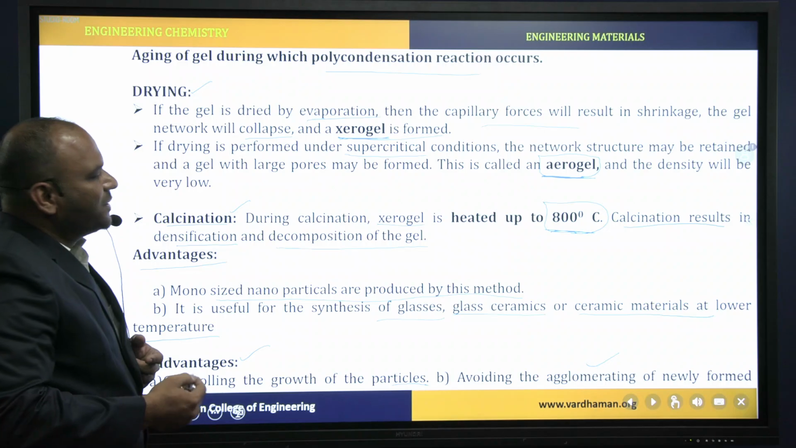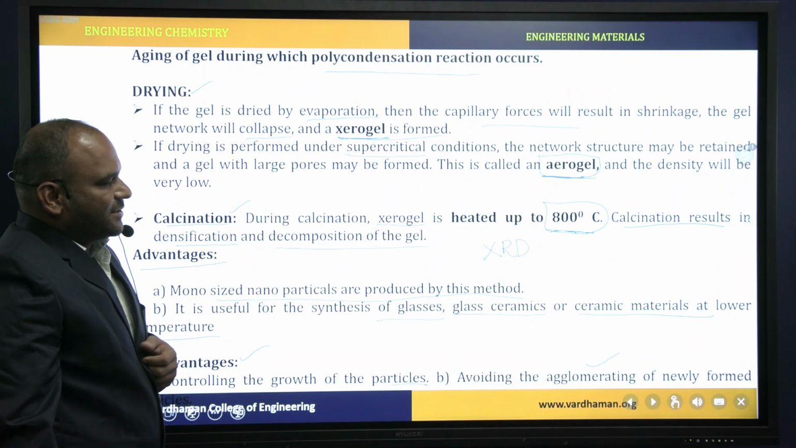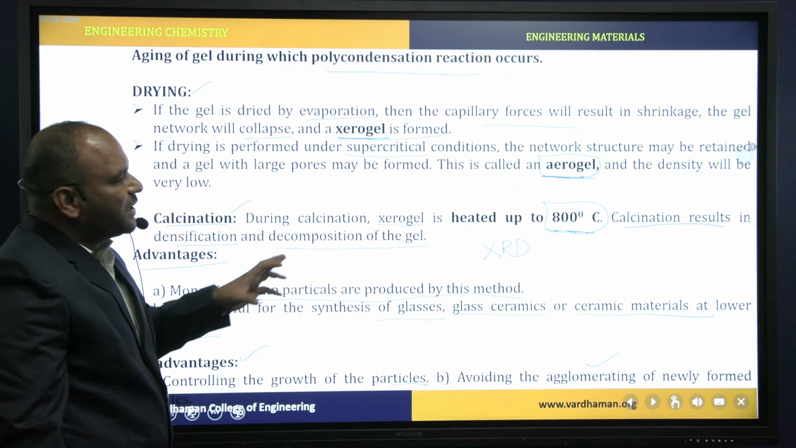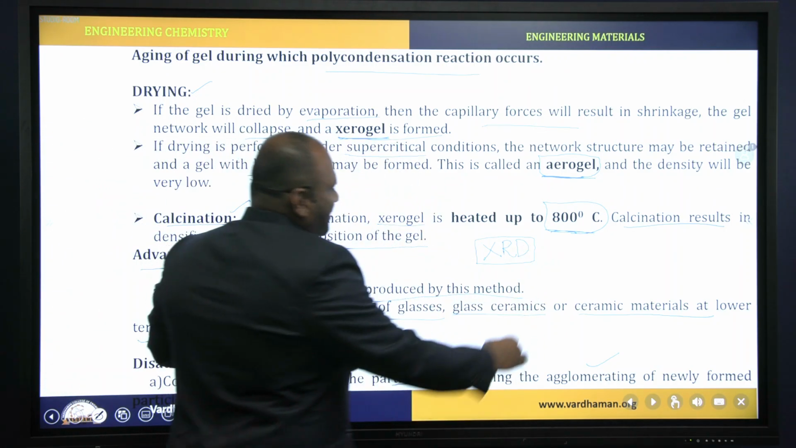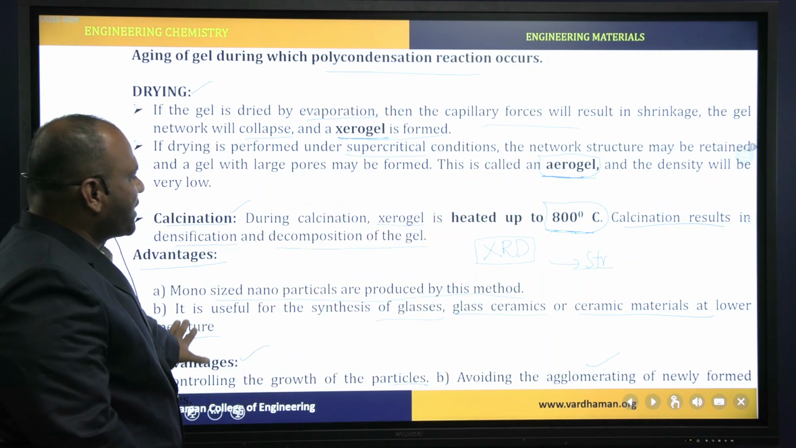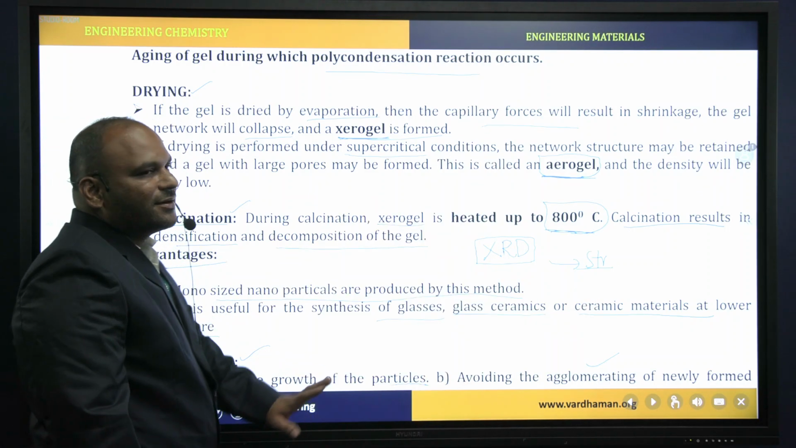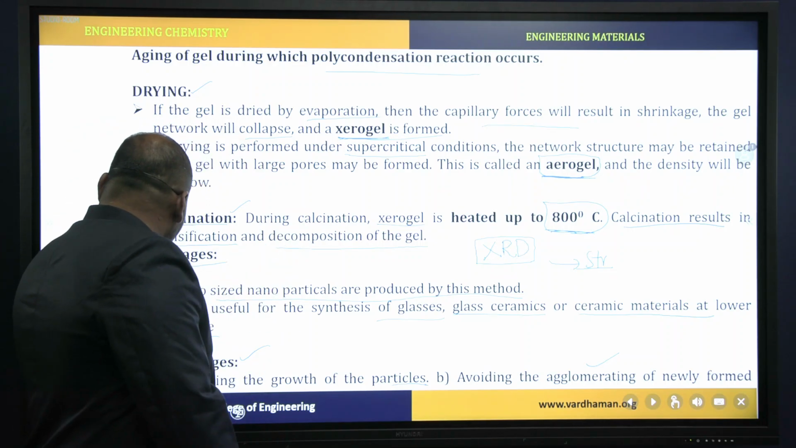We need to do XRD to get the exact structure of the nanomaterials. After the calcination process, we need to go for XRD to decide the structure of our desired product, whether it is formed or not, right? These two are advantages, these two are disadvantages. This is about the sol gel method.